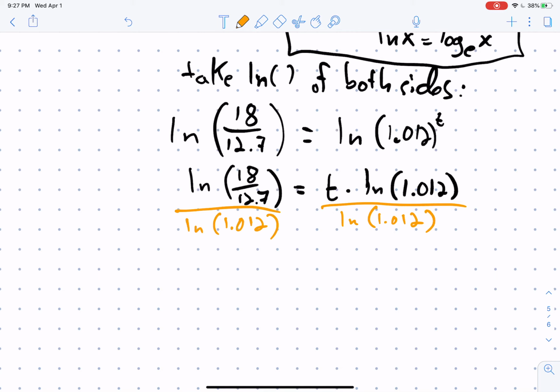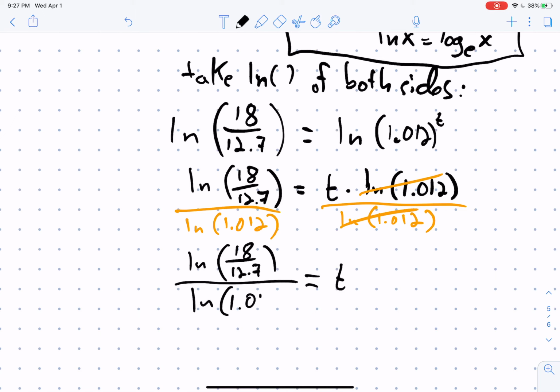On the right-hand side, whatever the number, natural log of 1.012, whatever that is, it's the same number on top and bottom, and it's not equal to 0 as long as this is not equal to 1 inside. So the natural log of any number except 1 is not 0. We don't have to worry, and that means that we can cancel it. On the right-hand side, we're only left with our number t. And on the left-hand side, we've got, well, it's a little bit of a mess. It is the natural log of 18 over 12.7 divided by the natural log of 1.012.